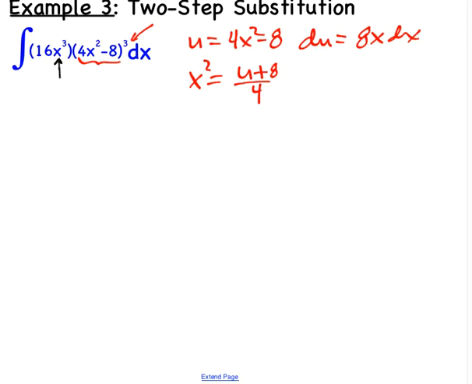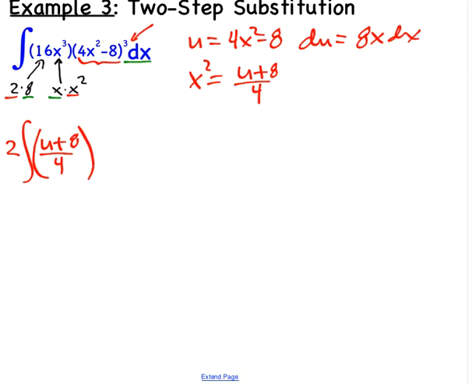Because I already anticipate having extra x squared in there. I also have an extra 2. So I need the 8 and the x and the dx for my du. The 2 is going to go in front of my integral. The x squared is going to be replaced by u plus 8 over 4. The 4x squared minus 8 to the third becomes u to the third. And then the 8x dx is a du.